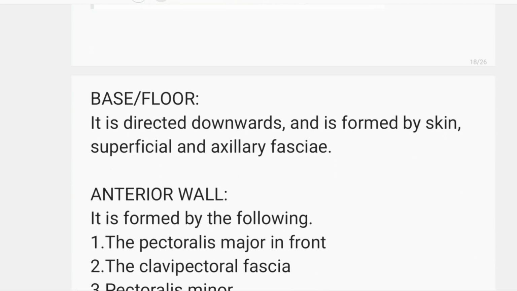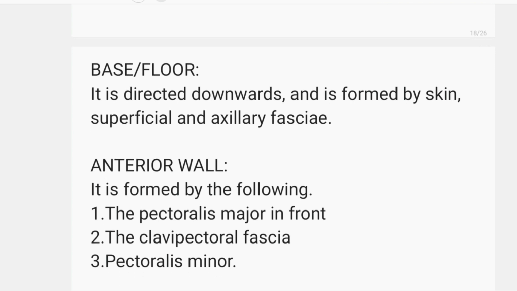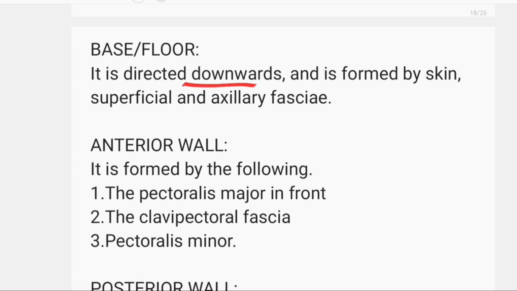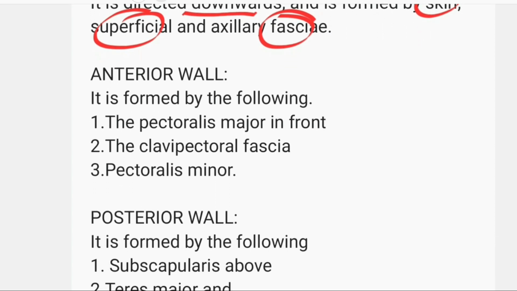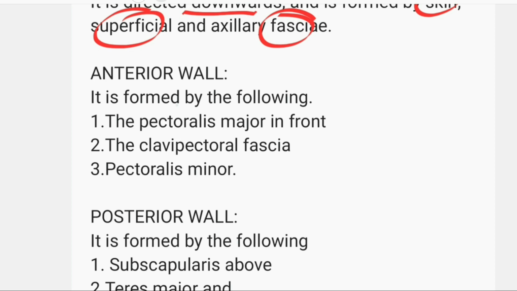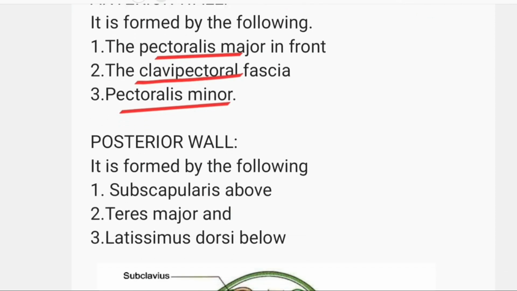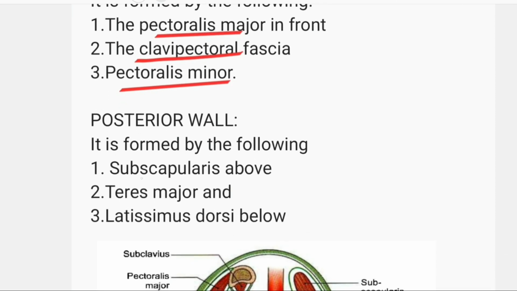Now talking about the base or floor of the axilla. It is directed downwards and is formed by skin, superficial fascia, and axillary fascia. And talking about the walls, at first the anterior wall. The anterior wall is formed by the pectoralis major muscle in front, the clavipectoral fascia, and pectoralis minor. And the posterior wall is formed by subscapularis above, and teres major and latissimus dorsi below.